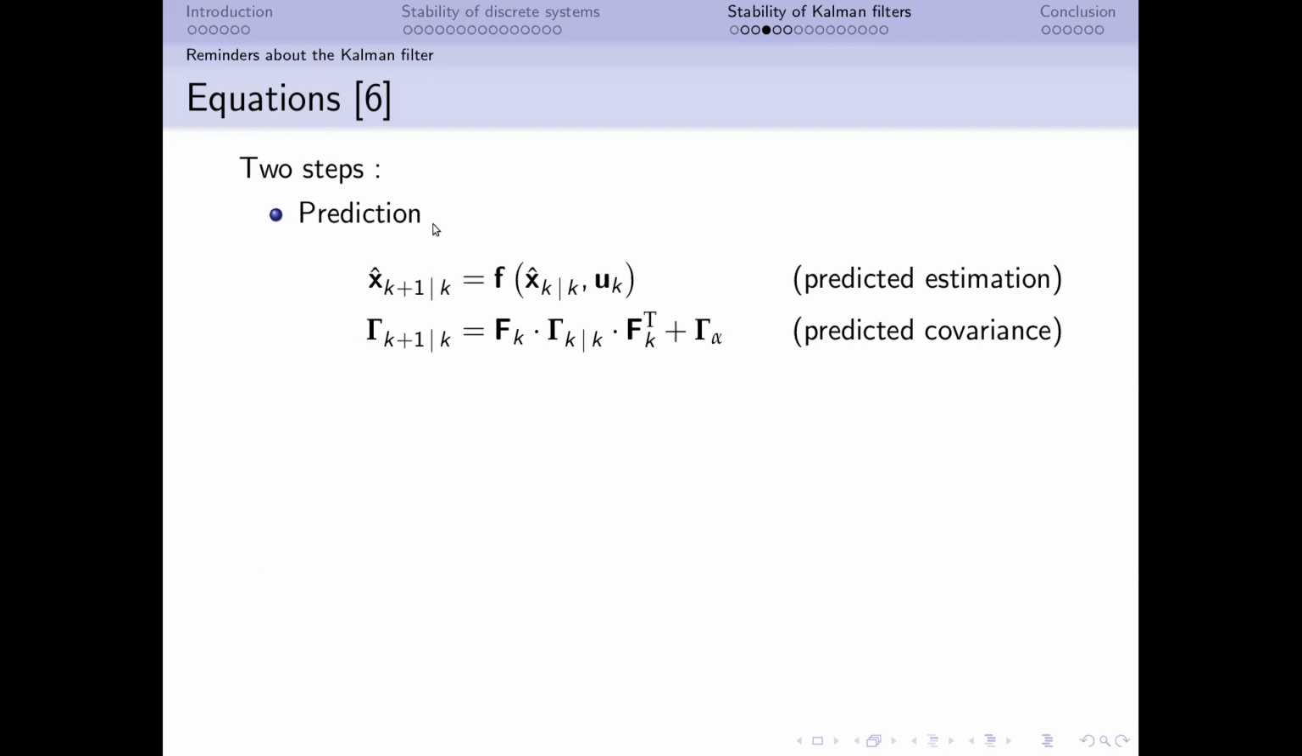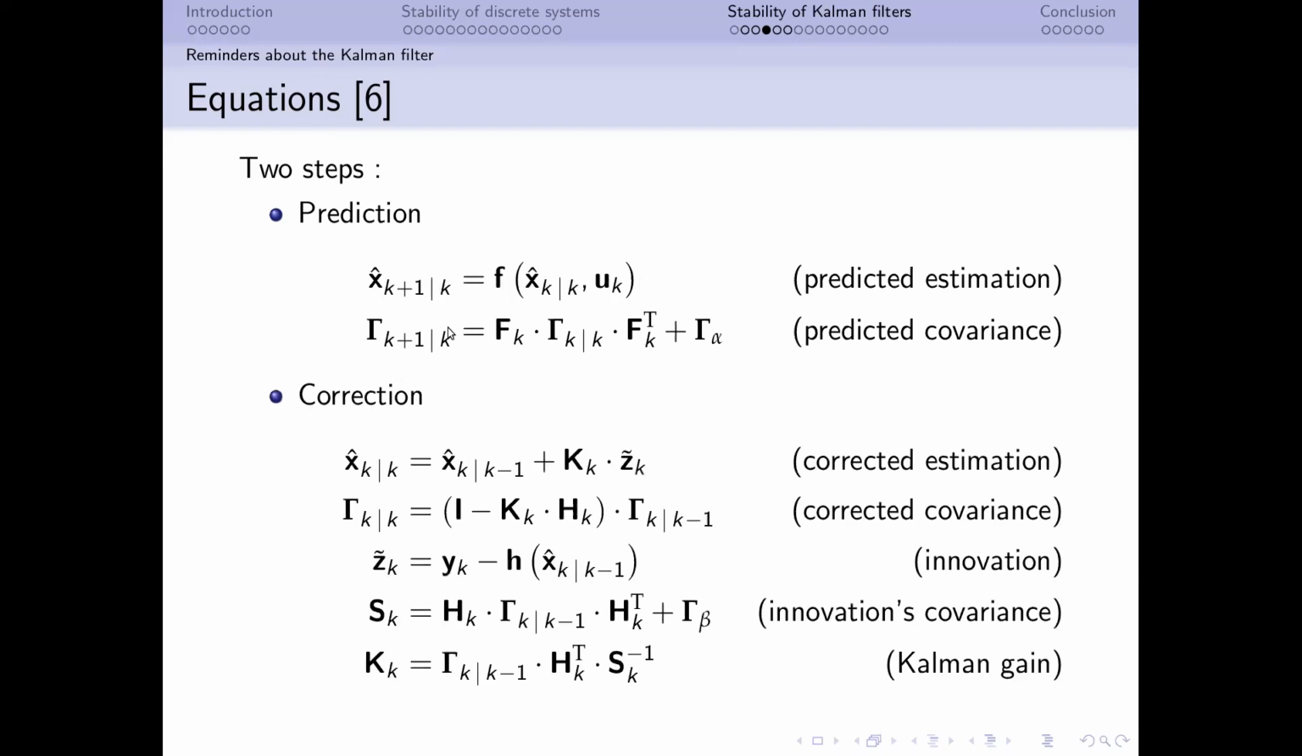So using the robot model, thanks to the control vector u, we are able to predict the next state of the system and its accuracy. And the second step is the correction. So we will take sensory measurement, sensory data into account to correct the prediction that has been made.